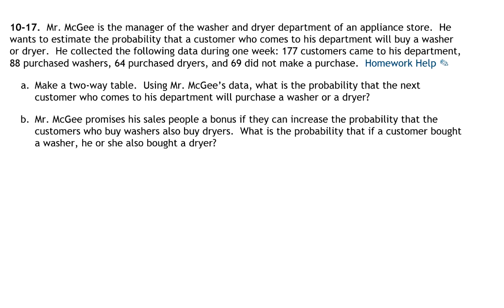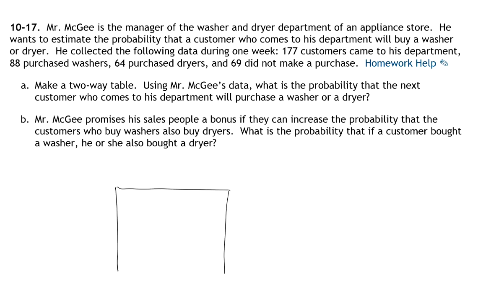Mr. Muggy is the manager of the washer and dryer department of an appliance store. He wants to estimate the probability that a customer who comes to his department will buy a washer or dryer, one or the other. He's collected the following data during 1 week. Okay, so this is categorical data, right? I'm definitely feeling the categorical data, and because of that, I'm going to go ahead and write a two-way table.